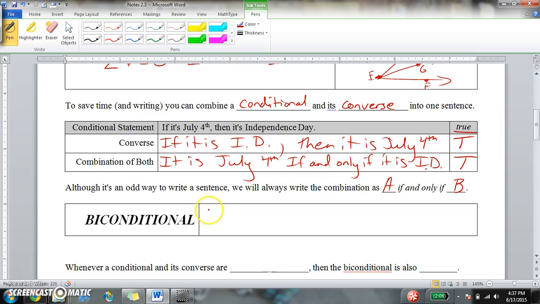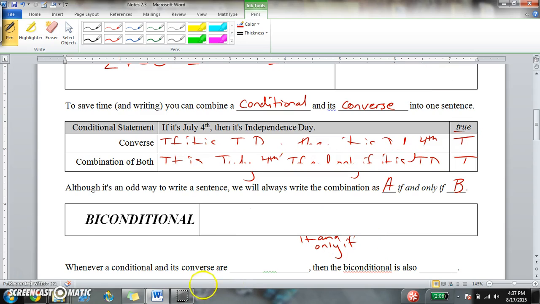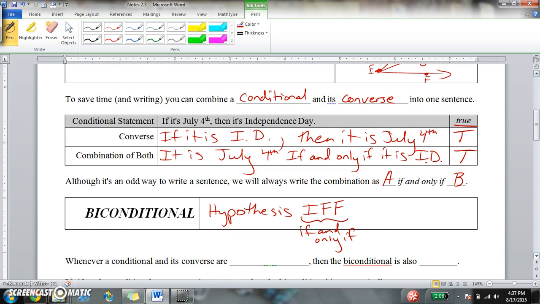So, a biconditional, we take the hypothesis, then we write the words if and only if. There's even more abbreviating: an abbreviation for the words if and only if is capital IFF. So IFF, all capital letters, means if and only if. So the hypothesis, if and only if, the conclusion.